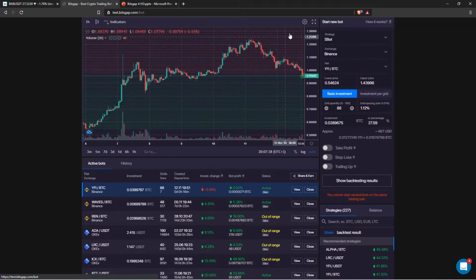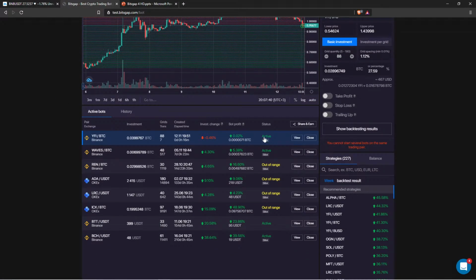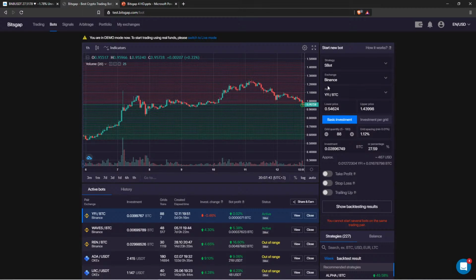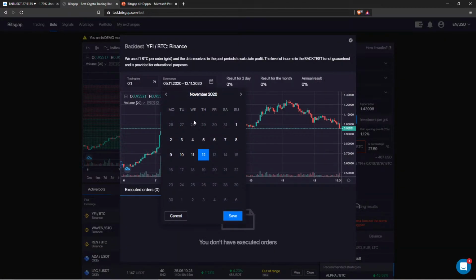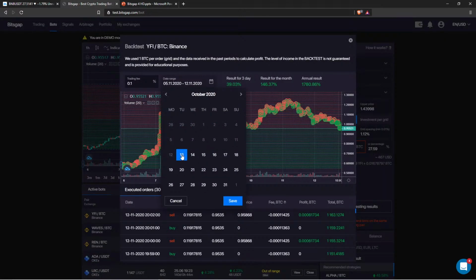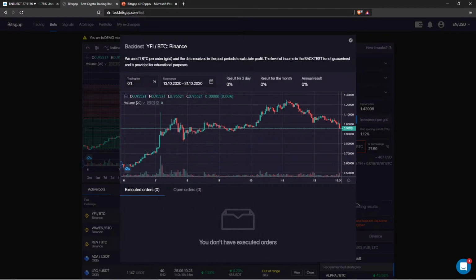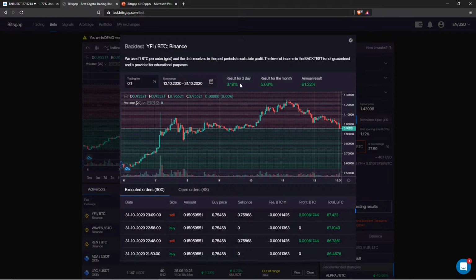Actually, as you are now able to launch bots, you can backtest them. So before launching bots, you can get an idea of what the expected return is based on historical results. So let's say I want to launch a bot on BTC with 88 grids, and before that I want to check what would be the performance of the bot if I had launched it at some point in the past. Let's say I would have launched this bot somewhere on the 13th of October until the 31st of October.